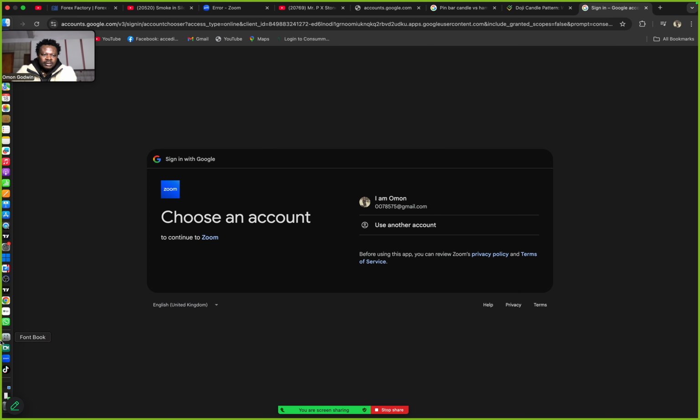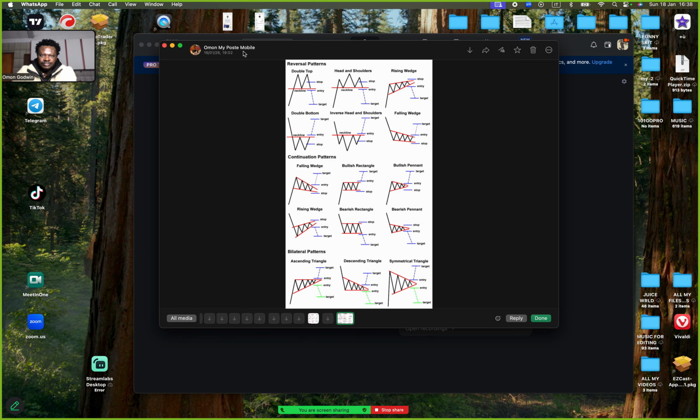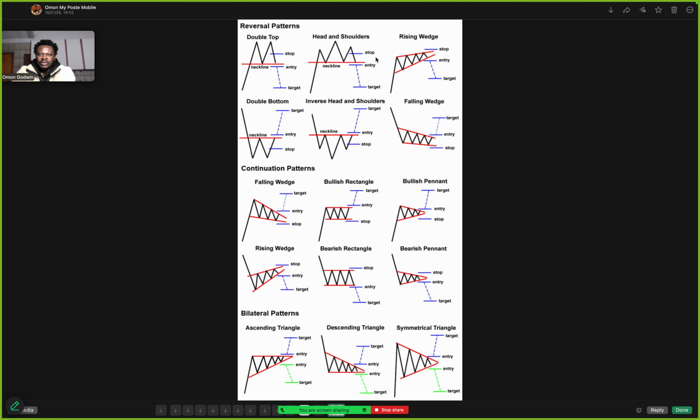The trading patterns I'm talking about here are these ones. Okay, let me open it wide. So these are the trading patterns that I'm talking about. We have the reversal patterns, which are these six: 1, 2, 3, 4, 5, 6. They are the reversal patterns.